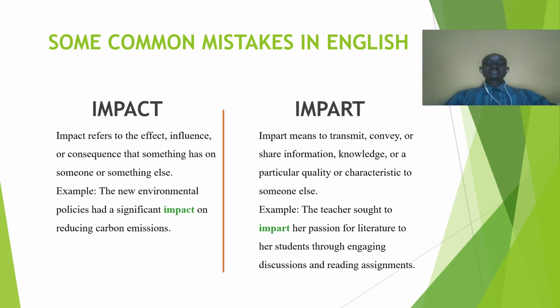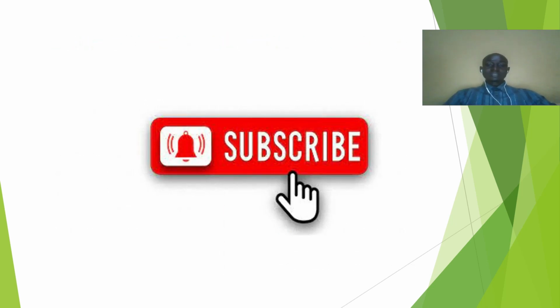Then impart means to transmit, convey, or share information, knowledge and others. So impact is about the effect or the consequence, whereas impart actually means to transmit, to instill. And the example for impart is the teacher sought to impart her passion for literature to her students through engaging discussions and reading assignments. Let's look at examples.